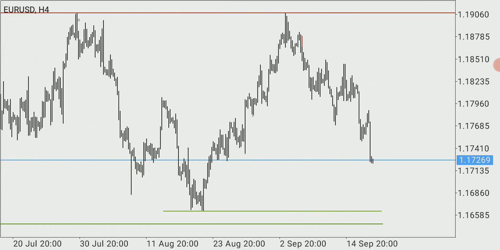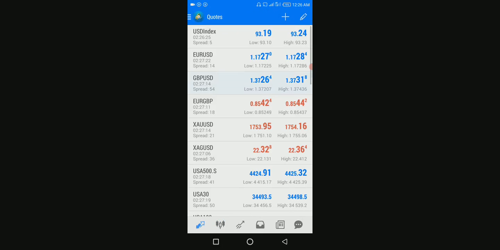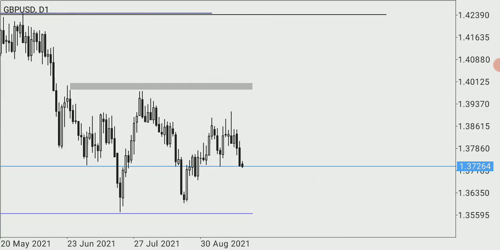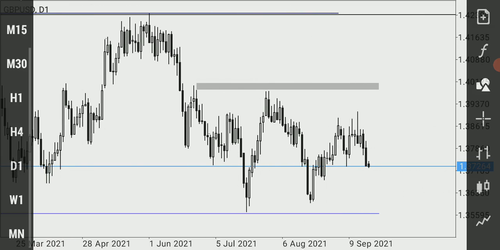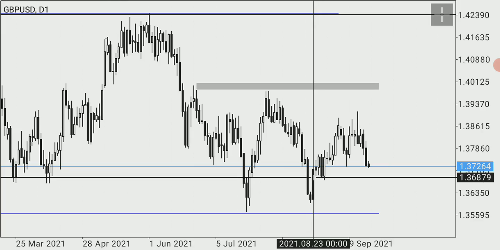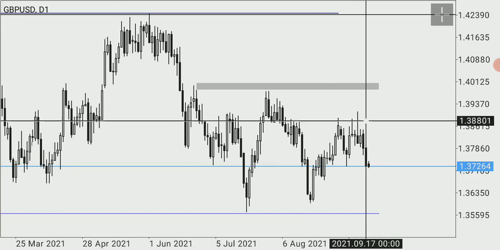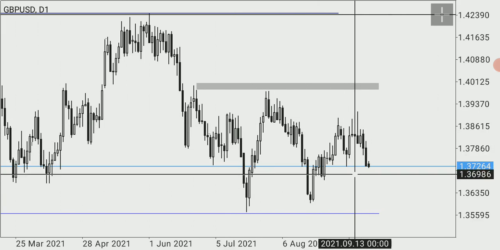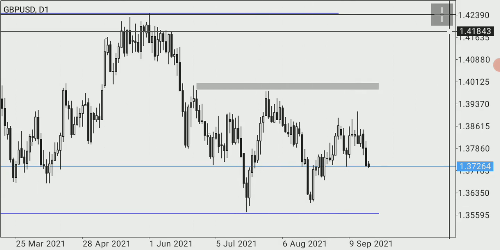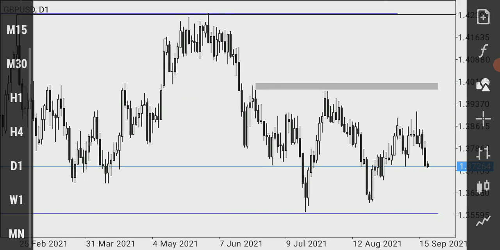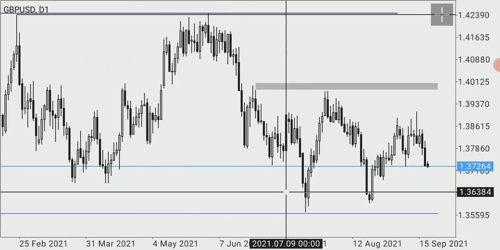Now let's go to the pound. For the pound, what can we see? We can clearly see the market is refusing to trade higher, so it's practically consolidating. We are looking forward for this low to be taken, and this low.